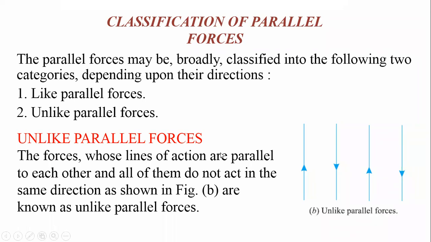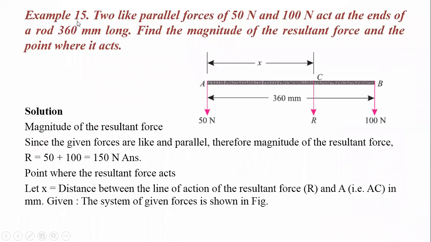Okay, now let us see some simple examples on these like parallel forces: how to find the resultant of such a system and how to locate the distance of that particular resultant by using the law of moments or by using Varignon's theorem. Now let us see this problem. Problem number 15. Two like parallel forces, 50 Newton and 100 Newton, act at the ends of a rod 360 millimeter long. Find the magnitude of the resultant force and the point where it acts.